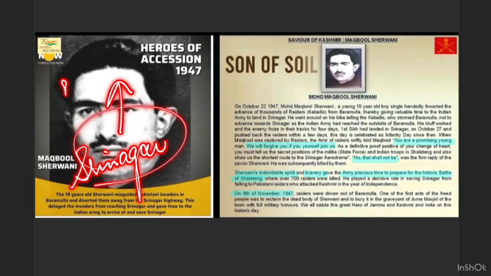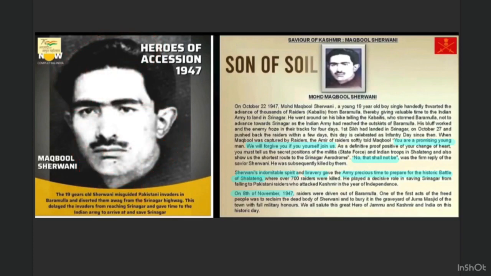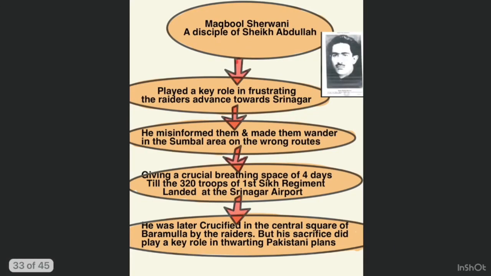So that day is also celebrated as Infantry Day, as a tribute to India's landing in Srinagar, and also the contribution of this great young lad whose contribution was really important. He was instrumental in ensuring Kashmir's integration to India. So he made them wander in this Sumbal area. We have discussed that before as well.